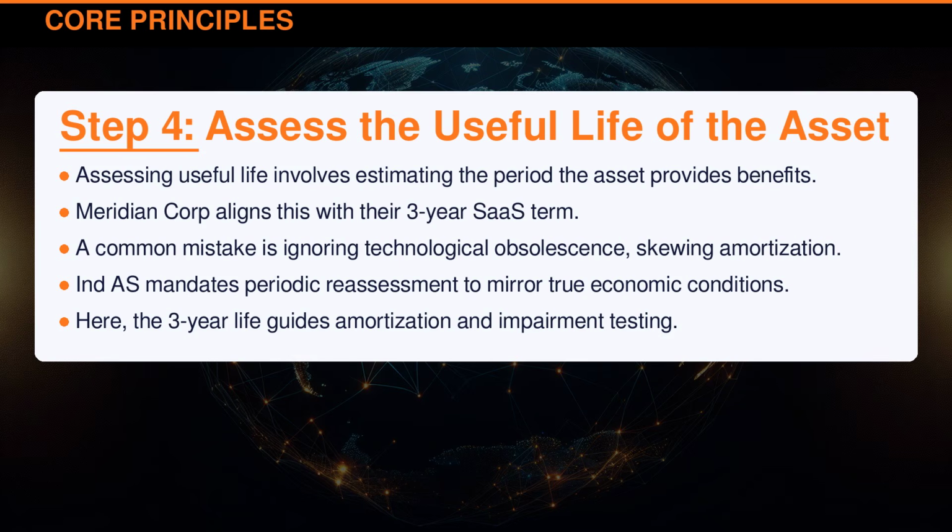Assessing useful life involves estimating the period the asset provides benefits. Meridian Corporation aligns this with their 3-year SaaS term. A common mistake is ignoring technological obsolescence, skewing amortization. Indian accounting standard mandates periodic reassessment to mirror true economic conditions. Here, the 3-year life guides amortization and impairment testing.